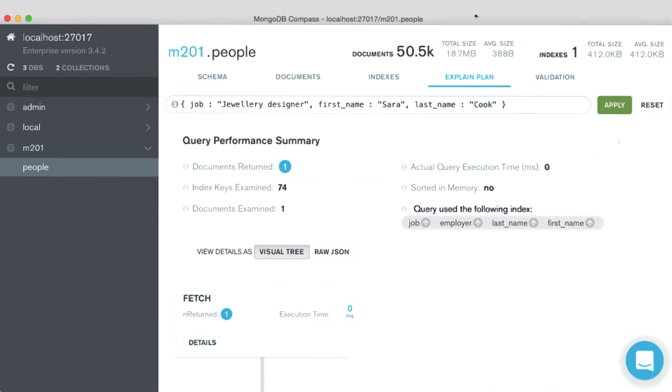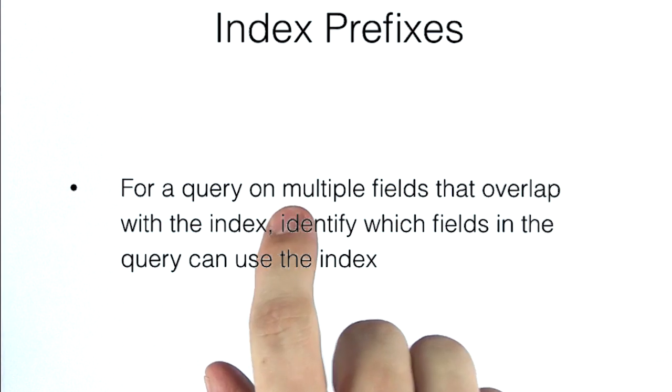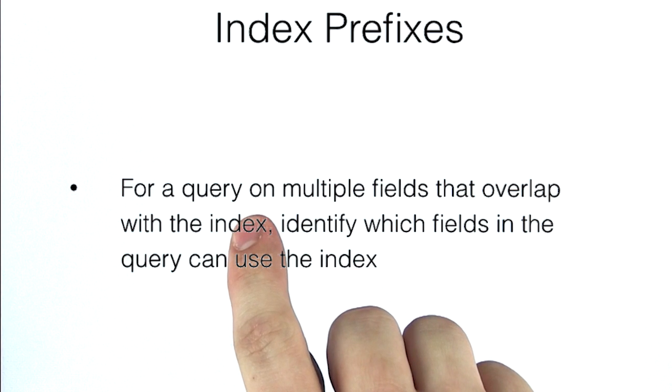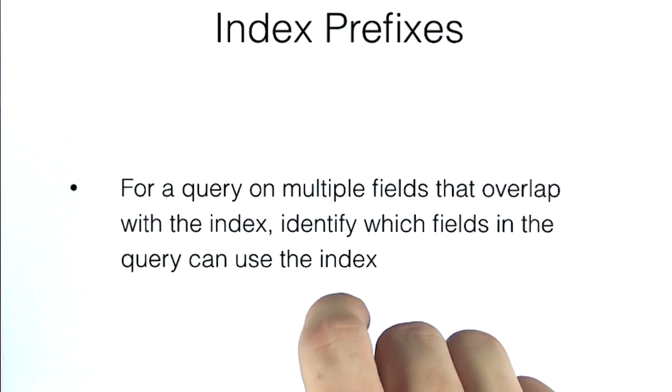Just to be clear, there are some performance considerations that we'll be getting into in other lessons. We haven't yet dealt with sorting with compound indexes, but these are the basics, and everything that we talked about in single key indexes also still apply to compound indexes. So now you know how to use index prefixes to determine, for a given query that overlaps with the index, which fields in the query will actually be able to use the index.